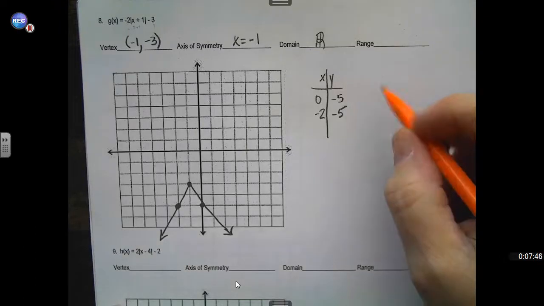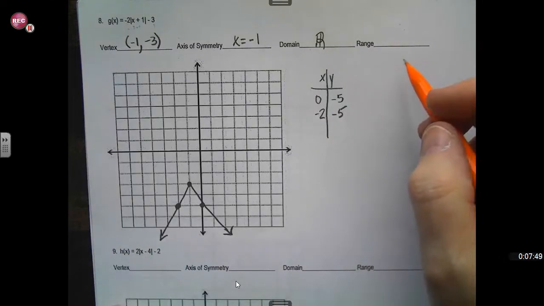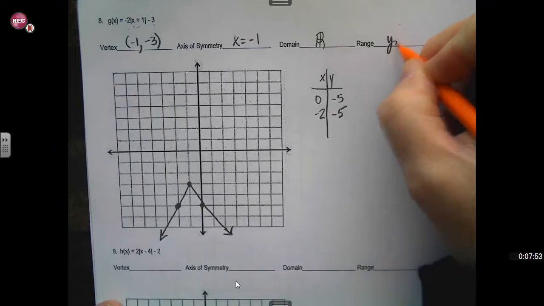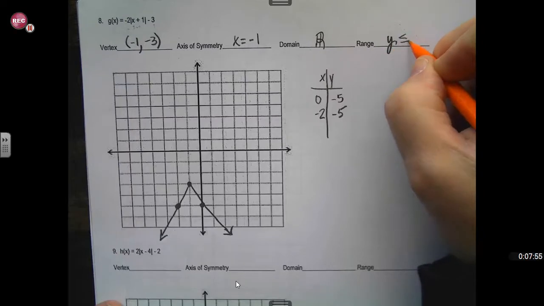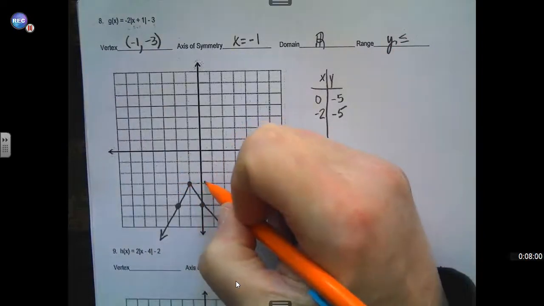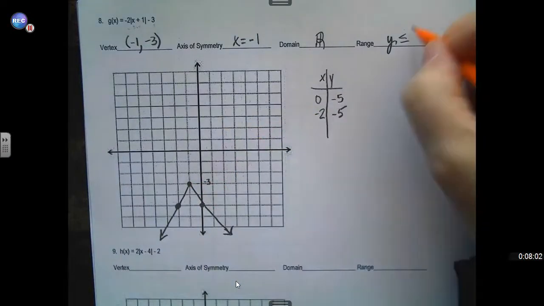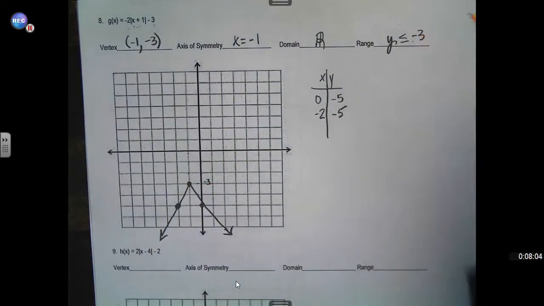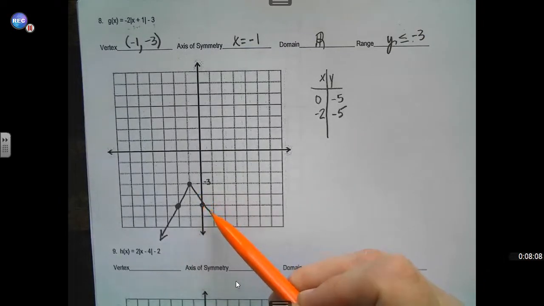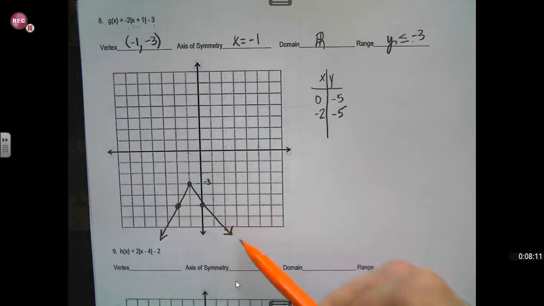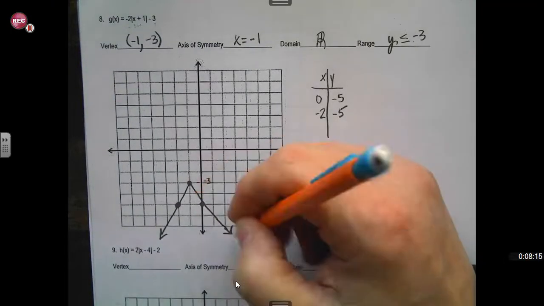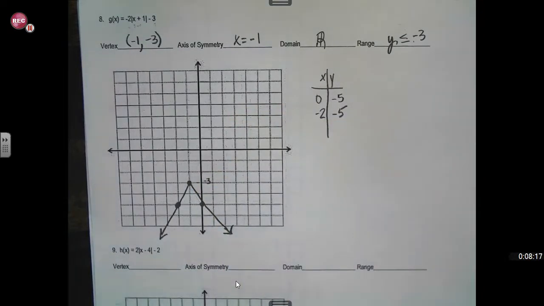Now I look at it, and this is why I didn't answer the range before. The range is going to be y is less than or equal to whatever this is, and this is -3. So y is less than or equal to -3. The y values are -3, -4, -5, -6, -7, and so on, and everything in between there. So that's how we express the range.